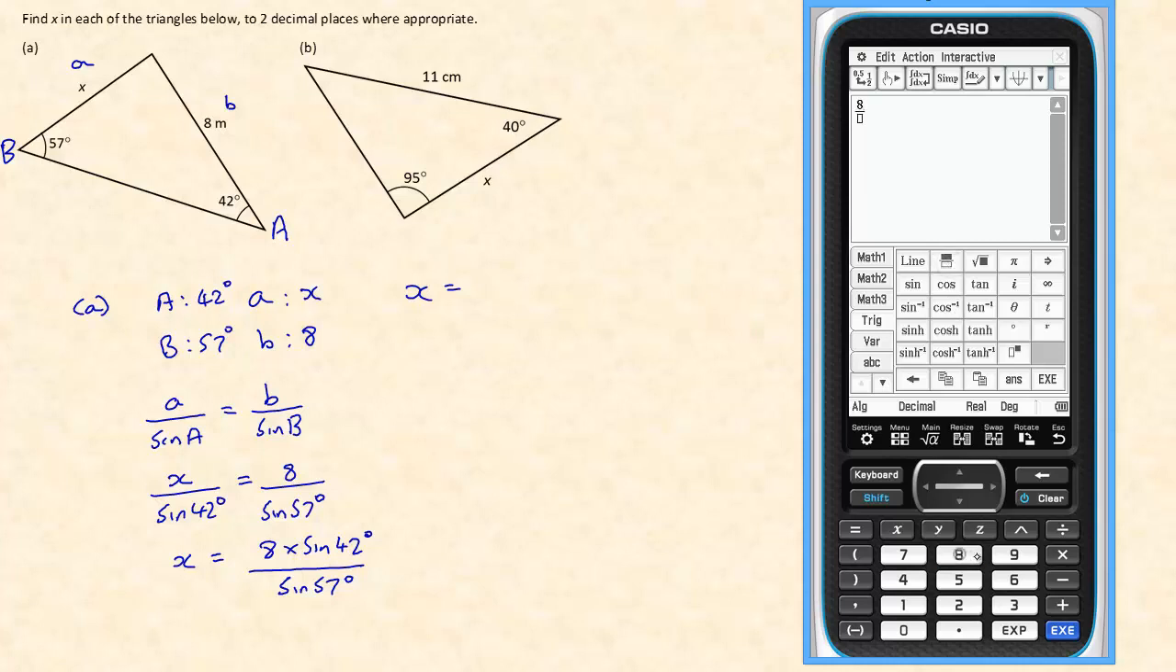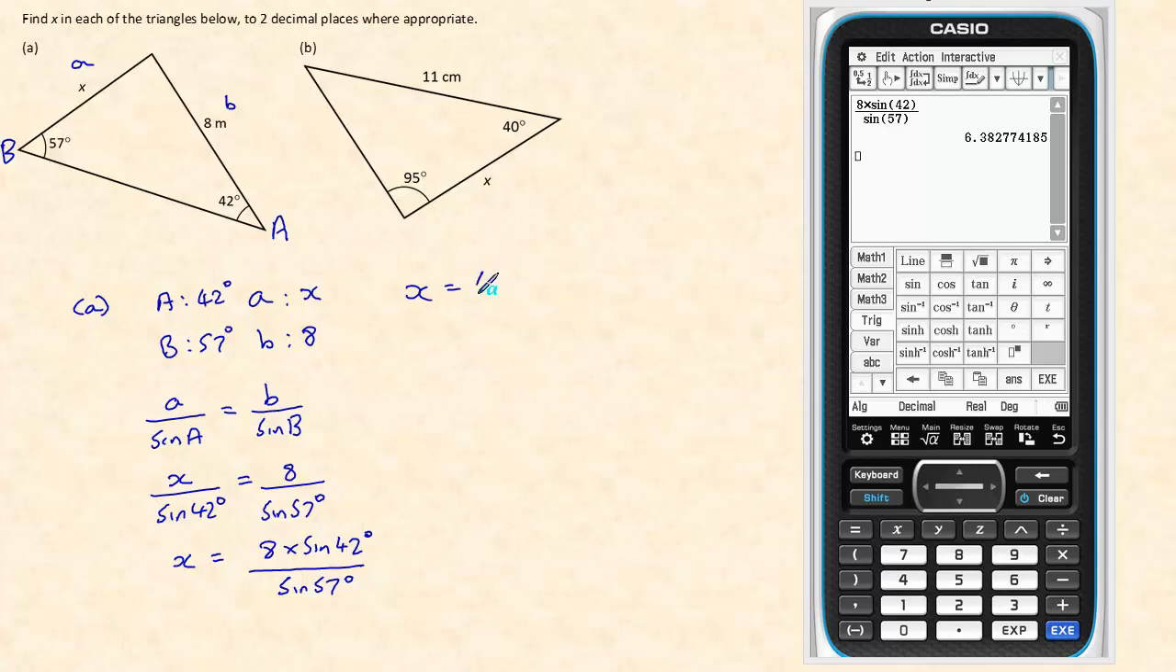So that's going to be 8 multiplied by sine 42 divided by sine 57, and calculate that, and that gives me 6.38, and the unit here would be meters, and that's correct to 2 decimal places.